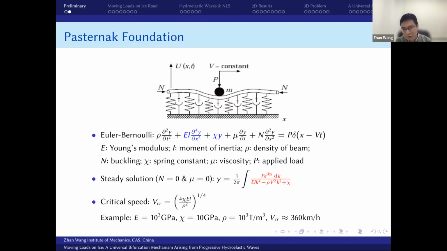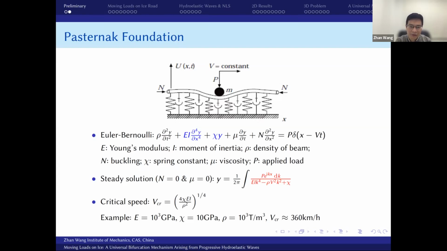The red part is something interesting because the denominator is very, very interesting. V is the moving speed of the load. If V is very small, the denominator is essentially always positive for whatever k is. You can always take the inverse Fourier transform. But when V is large, the denominator could be negative and zero. Then the inverse Fourier transform could be complicated. So there must be a critical V, the smallest V, such that the denominator could be zero. This is called the critical speed.